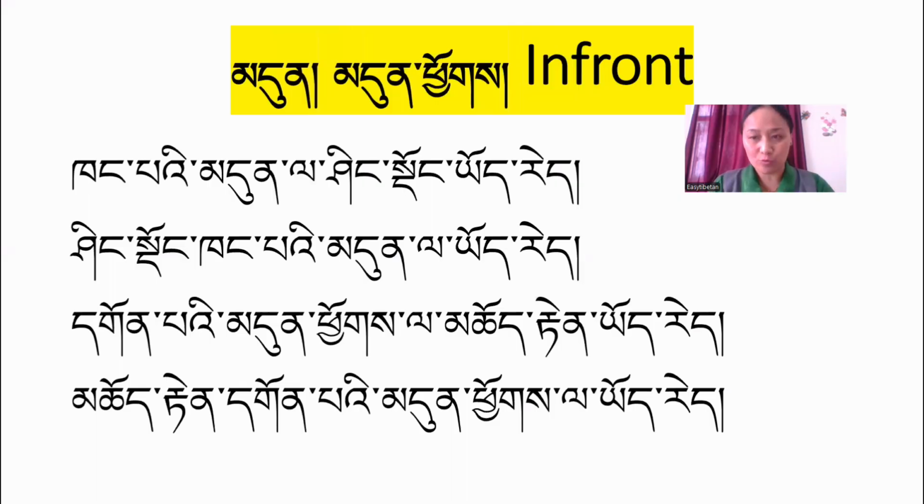That means in front. Okay. So here I will give some examples. So see here. There is a tree in front of the house. Okay, and then another way of writing. So that means in front of the house there is a tree.